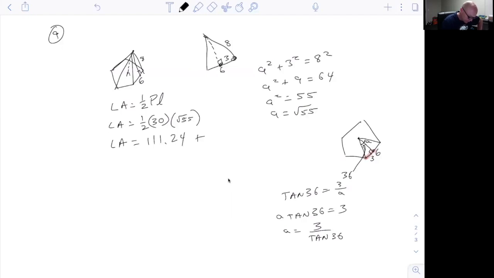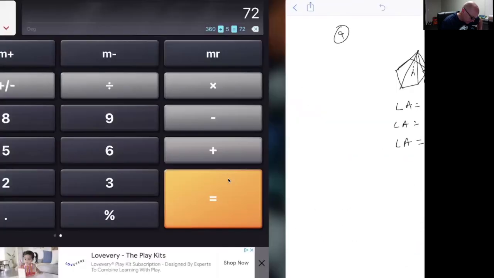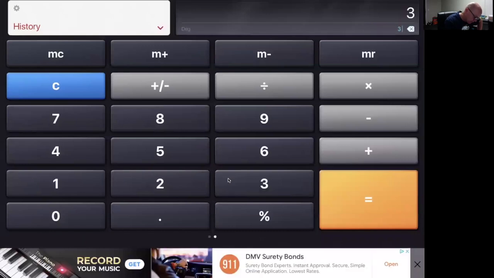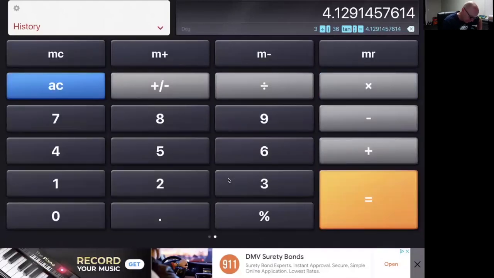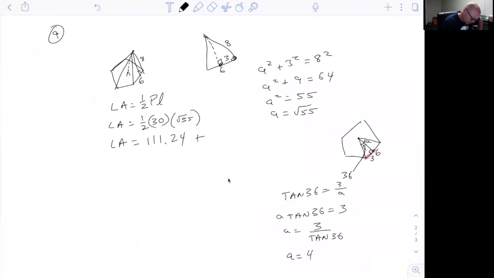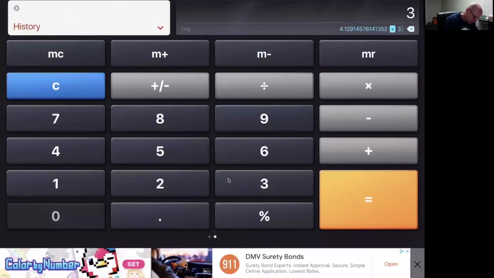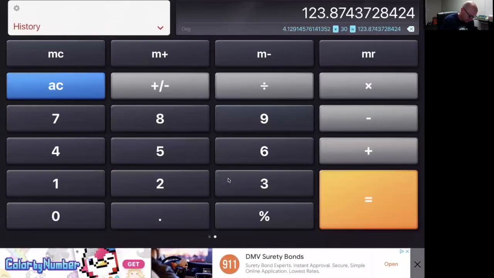Now let's do that on my calculator to find the length of that apothem. 3 divided by the tangent of 36 is 4.13. So that's the length of the apothem. It's not the area of the pentagon. I need to multiply that by the perimeter, which we already said was 30. So 30 times that is the area of the base of the pentagon, 123.87.